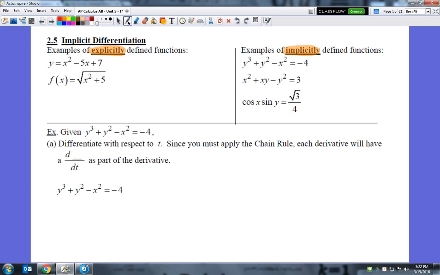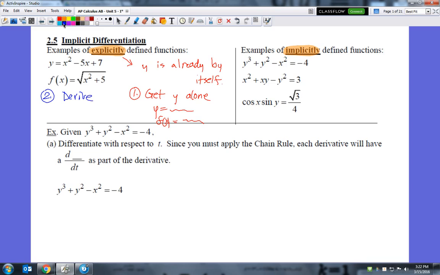Okay, so if you are explicitly given, it's basically saying y is already by itself. So if y is already by itself, all you have to do is just derive. Step 1, if it's not by itself, you would get y alone, so that you had y is equal to whatever, otherwise f of x is equal to whatever. Step 2 would be actually deriving. After you take the derivative, you would get f prime of x is equal to your answer, or you get y prime is equal to your answer.